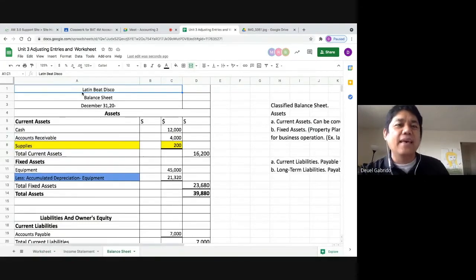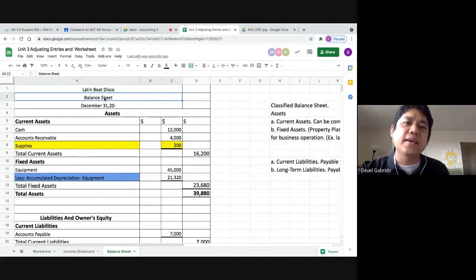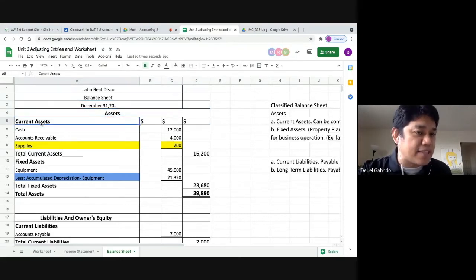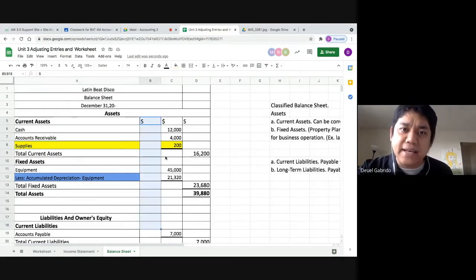Okay, look. Latin Beat Disco, balance sheet, December 31, 20 something. Remember the list of assets. You have your current assets, meaning assets that can be converted into cash within 1 year, right? So what are they? Cash, accounts receivable, supplies. Pretend that there are three columns, one, two, three. Remember B, C, D, right? That's your column. Put the first amount in the second column, all right? Then put an underline because we will add them all. So 12 plus 4 plus 200, the total current assets is 16,200.